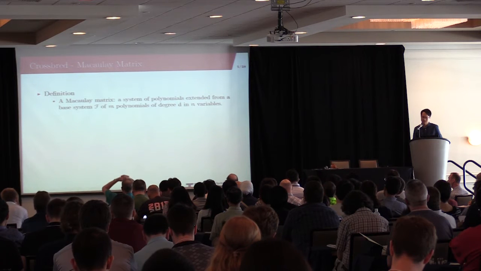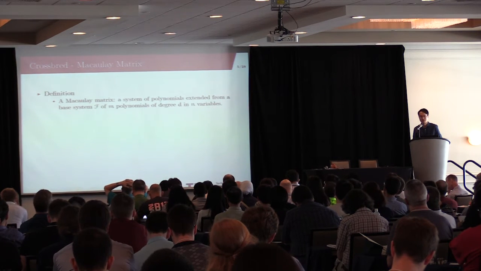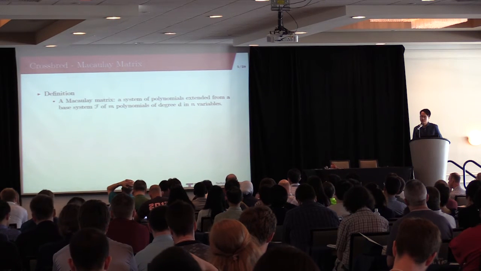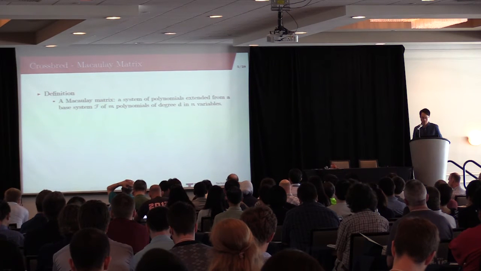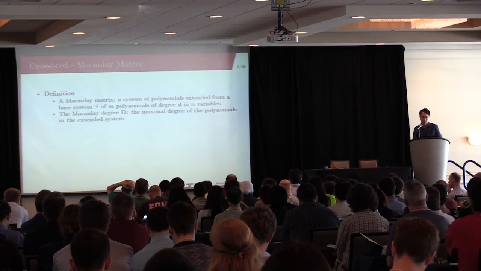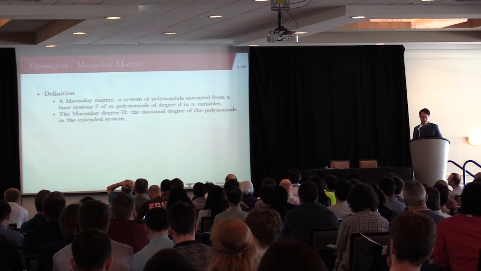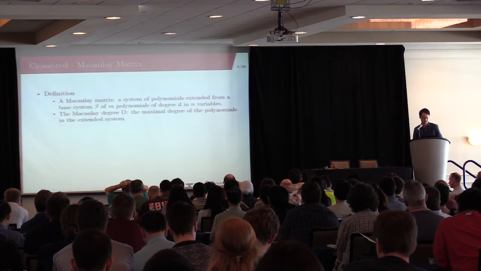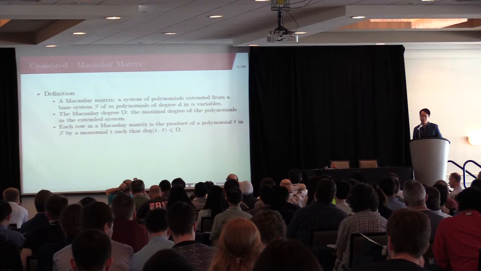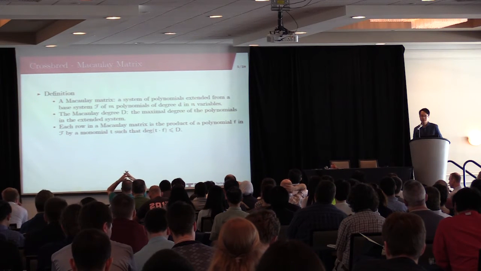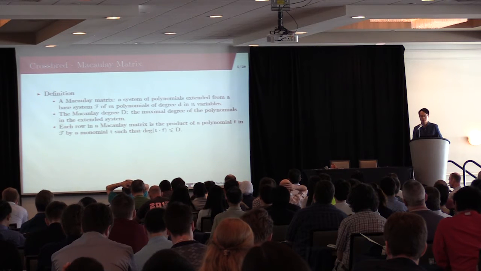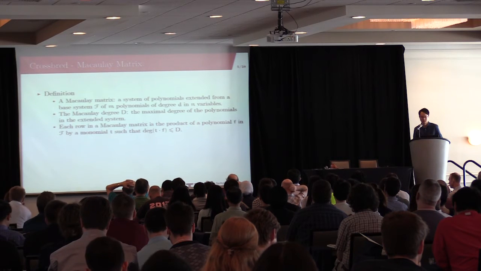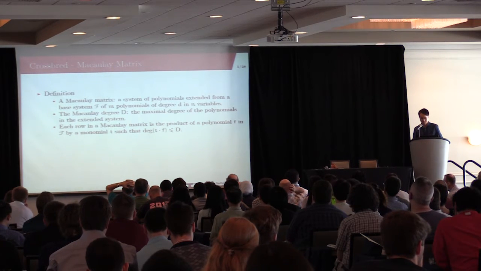The definition of a Macaulay matrix is just a polynomial system extended from a base system. Given a base system of n polynomials of degree d in n variables, you could define the Macaulay degree, capital D, which is the maximum degree of all the new polynomials in the extended system. So you take one polynomial from the original base system and multiply it by a monomial t, such that the maximum degree of this product is smaller than or equal to the Macaulay degree.